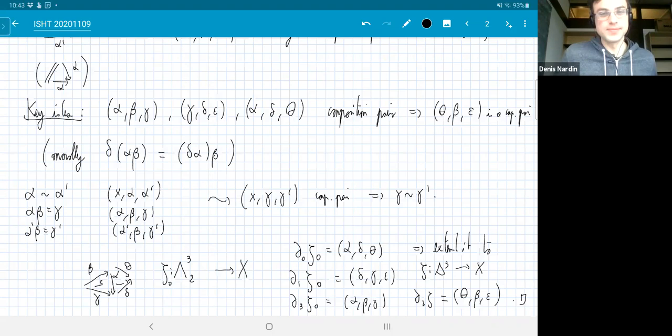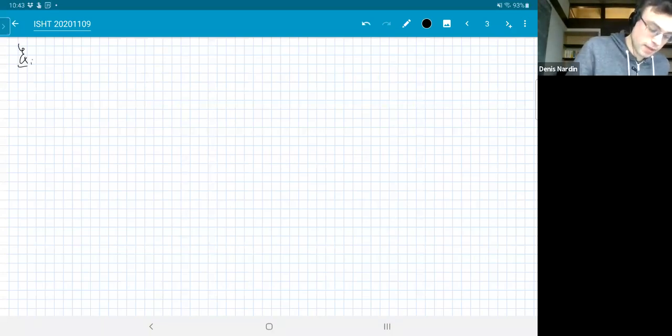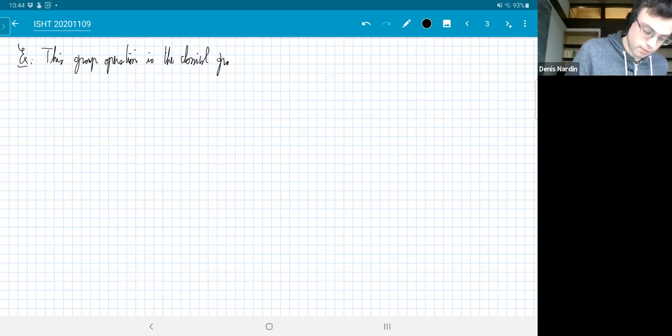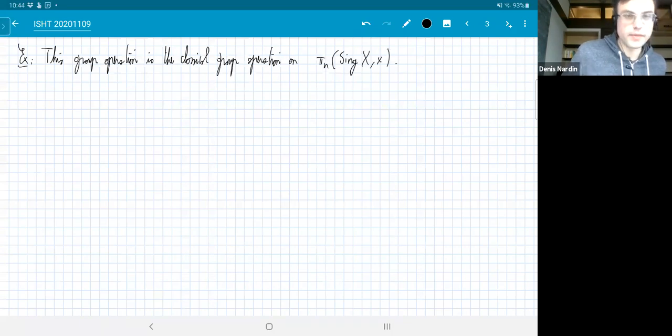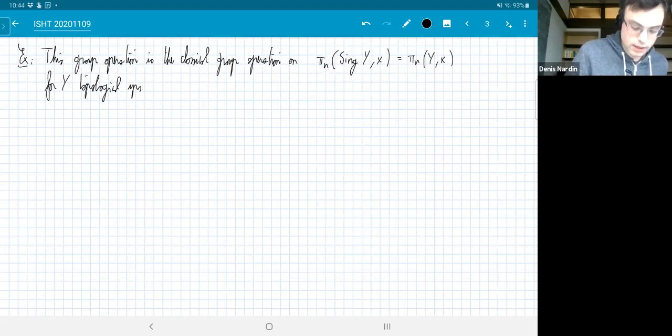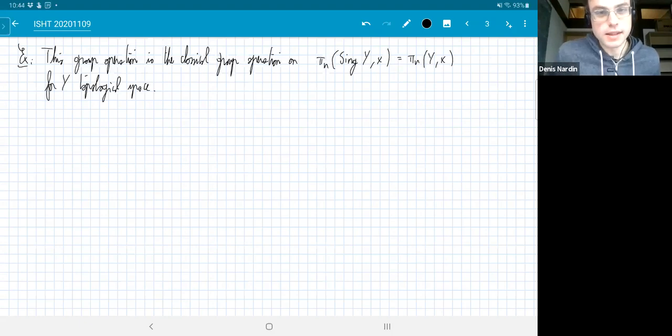Other questions? No. Okay, then let me put as an exercise that this group operation is the classical group operation on pi n of sin x comma x, which is sin y for y. I mean, I think in the case n equals 1, it's fairly obvious that it is. In the bigger case, you just need to draw bigger diagrams.